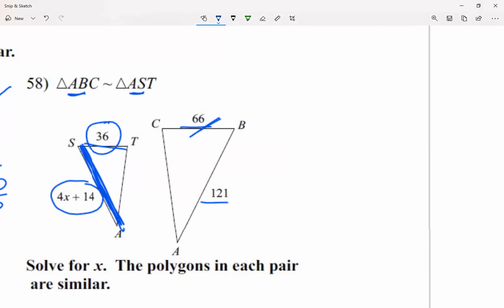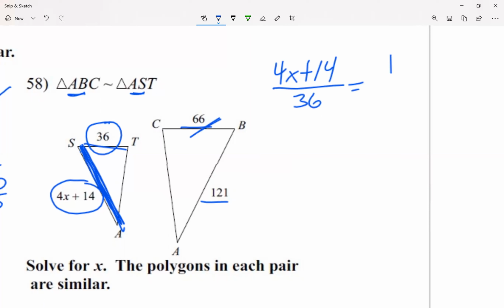So let me write my fractions. 4x plus 14 over 36. Notice I use the two measurements that I circled. And I know 4x plus 14 goes with 121. And 36 goes with 66. Okay, now I want to simplify a little. I don't want to deal with big numbers. So 121 over 66, let me divide each by 11. So that's going to give me 11 over 6.